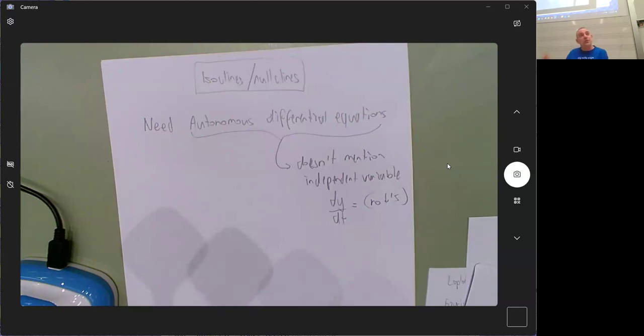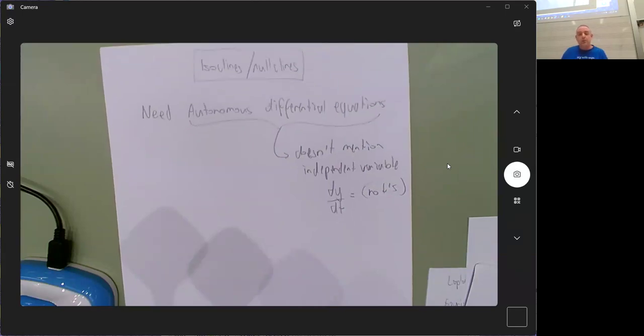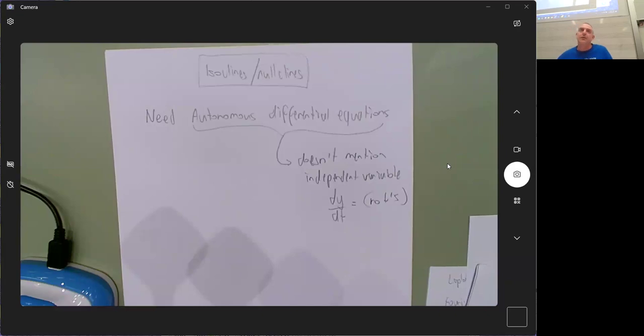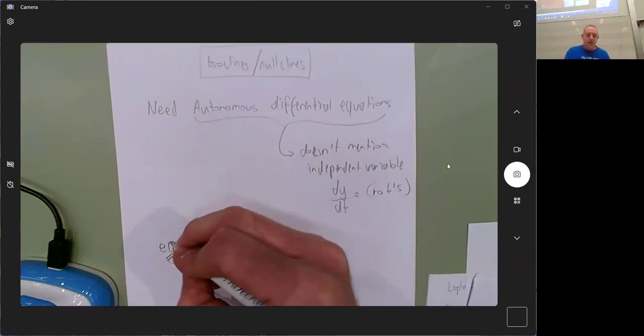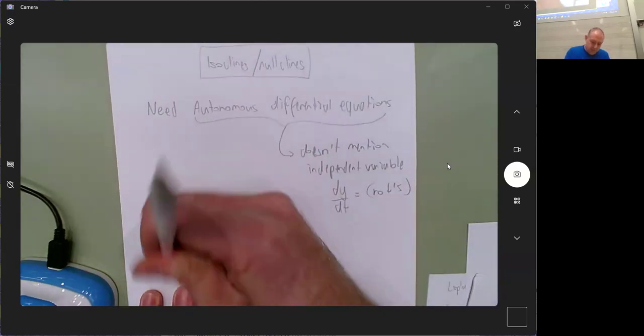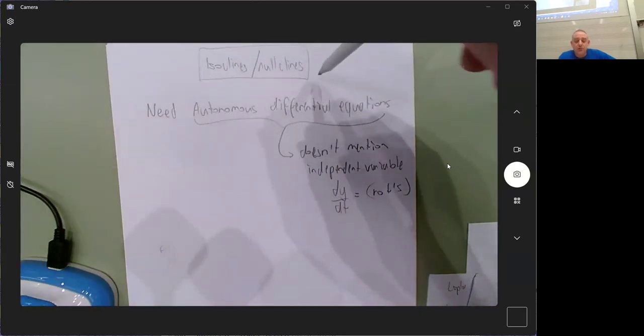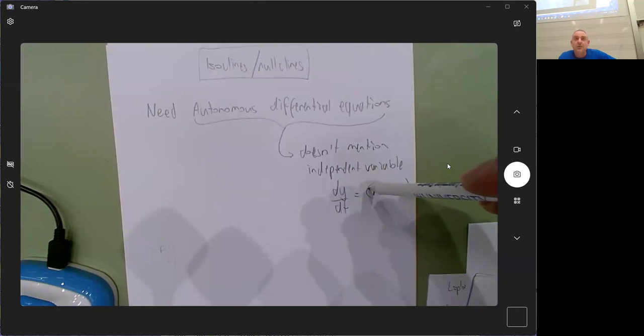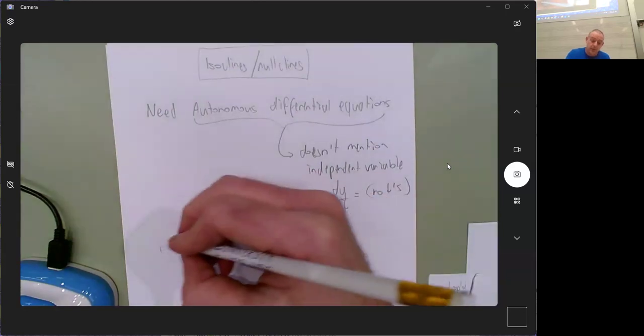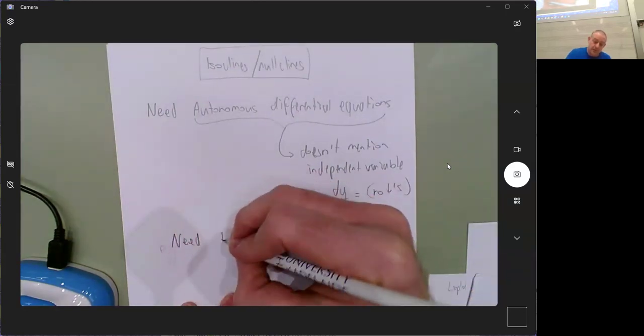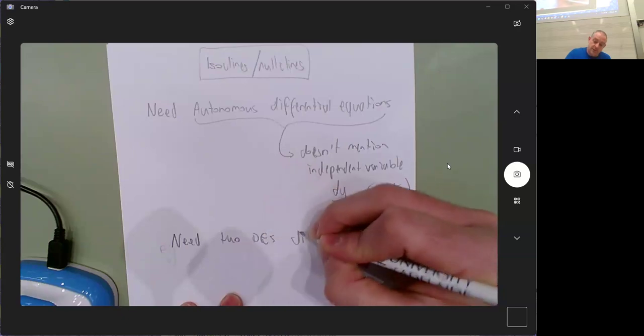There are two different situations in which they turned up in these notes, and one of them is a lot more confusing than the other one. The isoclines and nullclines actually aren't just for traditional autonomous differential equations. It's when you've got two of them with different outcome variables, so two DEs with different variables.